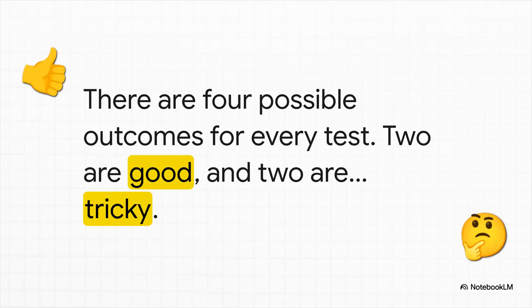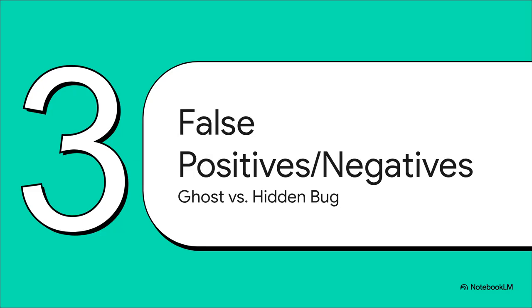Exactly. 2 of those boxes are great. That means your test is working correctly. You either found a bug that was actually there, or you correctly said, hey, everything's fine. But those other 2, well, that's where things get tricky. And sometimes really expensive. And that brings us right to the heart of it all, those 2 tricky scenarios. It's the ghost in the machine versus a bug that's hiding in plain sight.